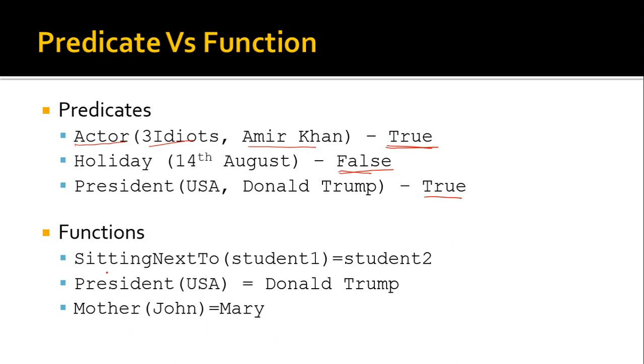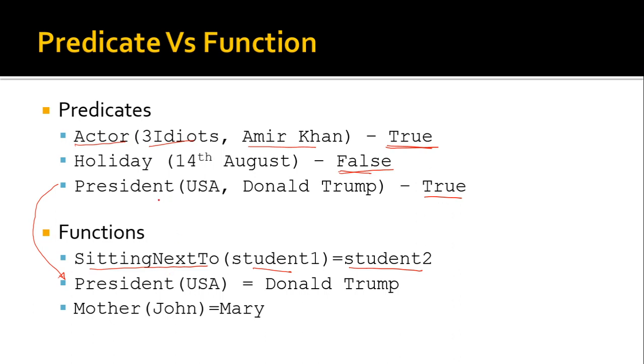But in a function, what are we doing? We are taking an example like sitting next to. So we have student 1 who is sitting next to student 1, which is basically student 2. Here we are not really having a truth value as the outcome. One more point that I would also like to mention is that you can represent a predicate as a function as well. Here you can see that we are representing the same piece of knowledge or information in function form.